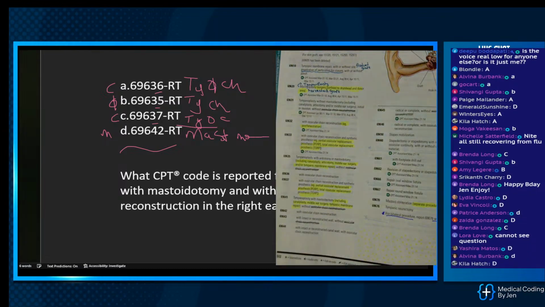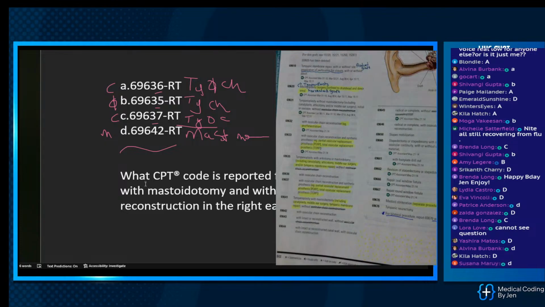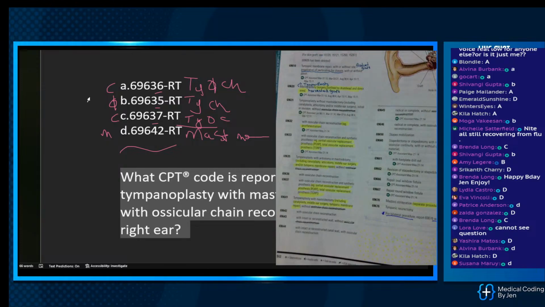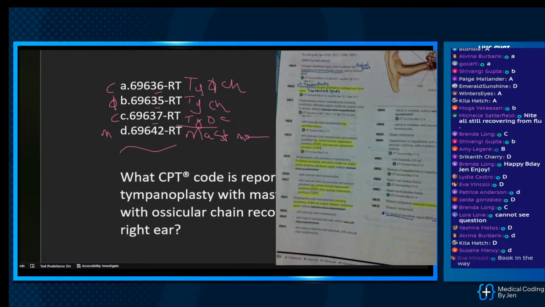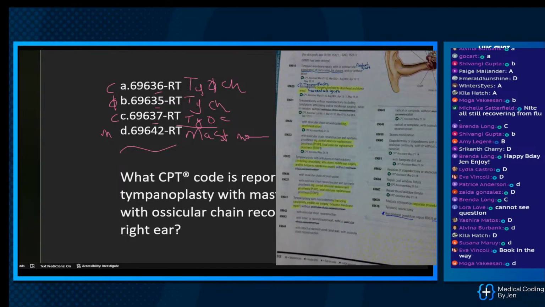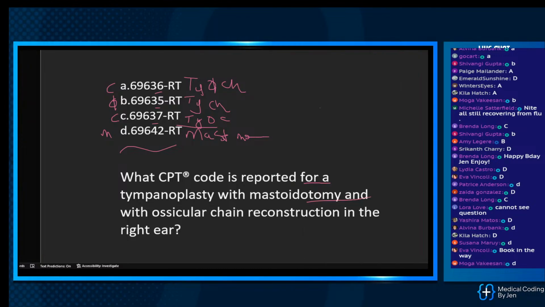Can't see the question. Do I need to make it bigger? Is it too small? Oh, I got to move my book out of the way. That's what it is. Not too bright today. There we go. That's better. Get the book out of the way. I got too many fancy buttons around here.